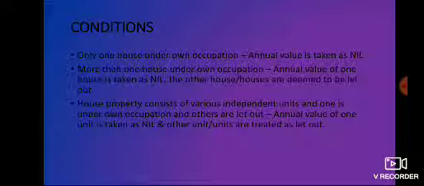Condition 3. House property consists of various independent units and one is under own occupation. The others are let out. The annual value of one unit is taken as nil and other units will be treated as let out. When the house is divided into various independent units, the annual value of the units under own occupation will be taken as nil. The other units will be treated as let out.